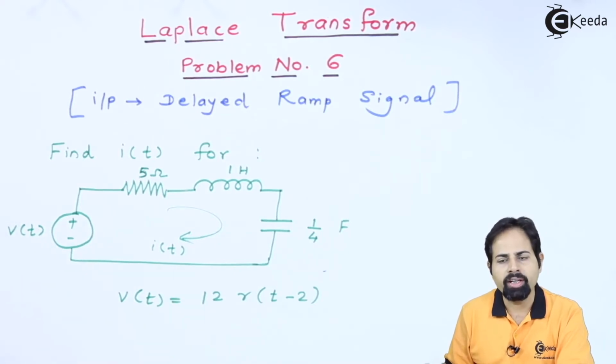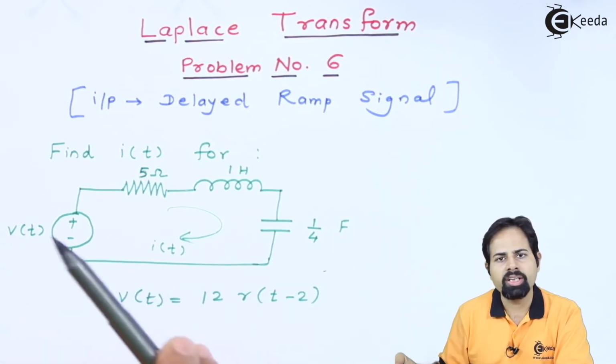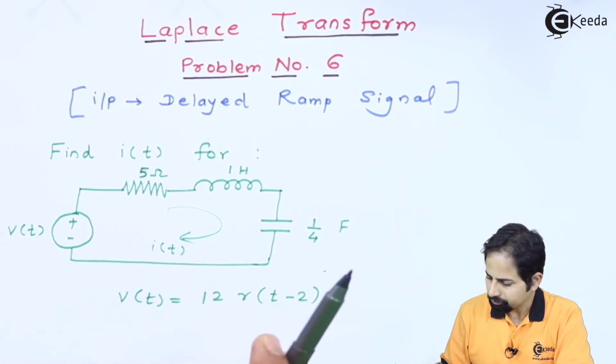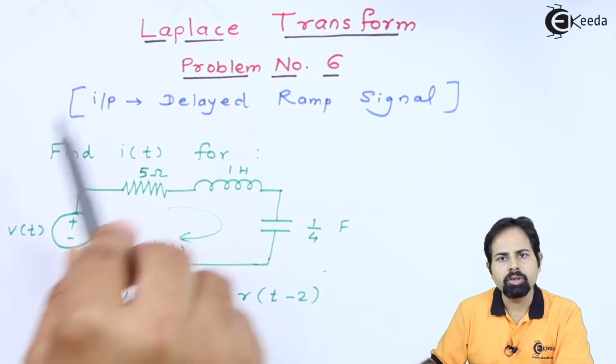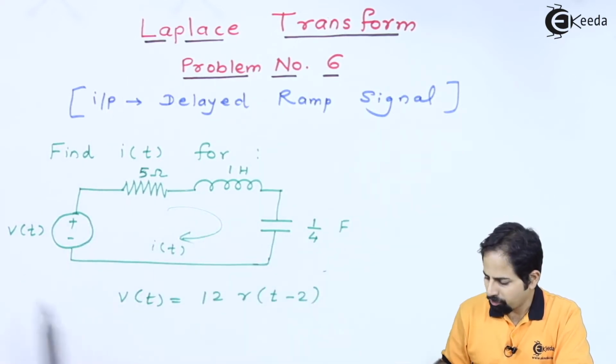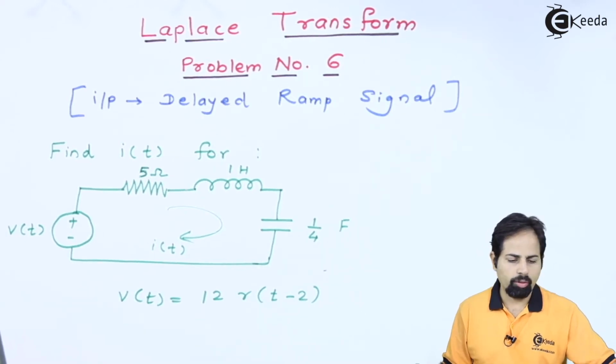So first we will find what is the initial condition. Well, as it is not given, we will assume that all initial conditions are 0, and now we will use the KVL equation to write the final equation. But before that, we need to know what is Laplace transform of V of t. So for that, again, I have a formula sheet which I have.